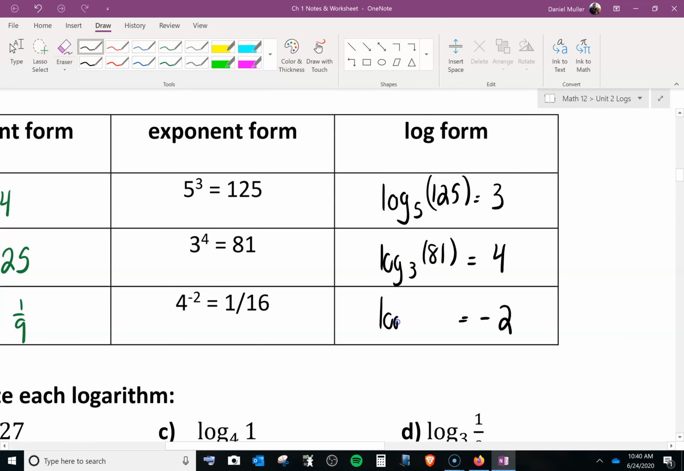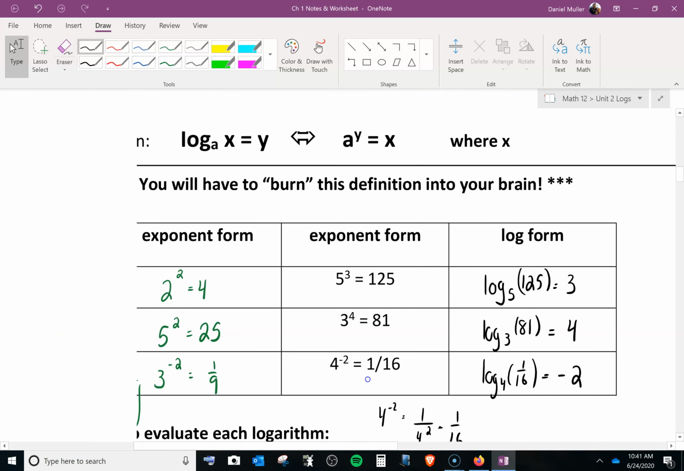And this is log base 4 of 1 over 16. 4 to the what gets me 1 over 16? And that's negative 2. You can see that 4 to the negative 2, you would bring that to the denominator, make it a positive 2, and 4 squared is 16.